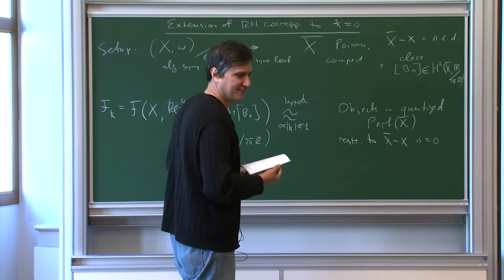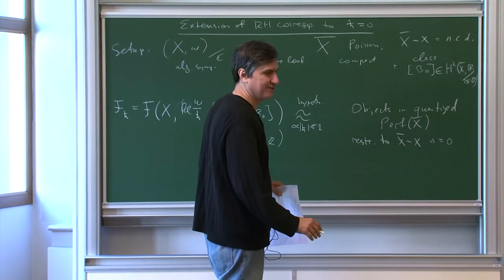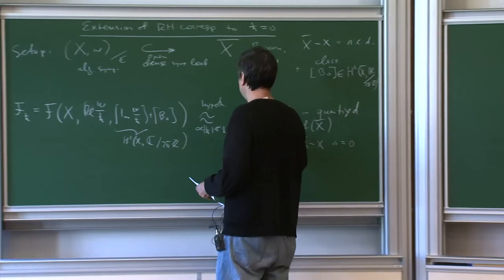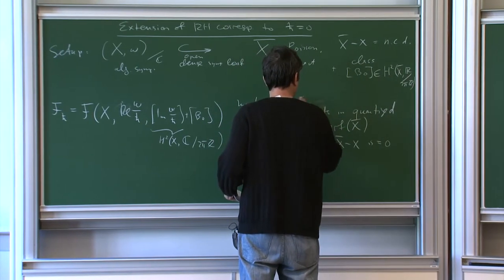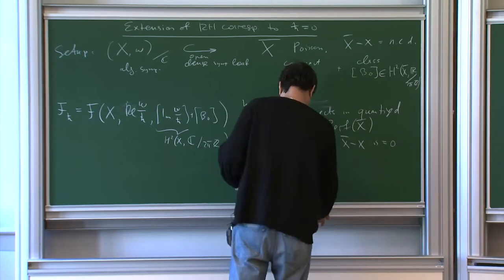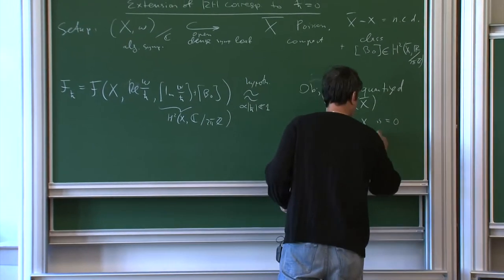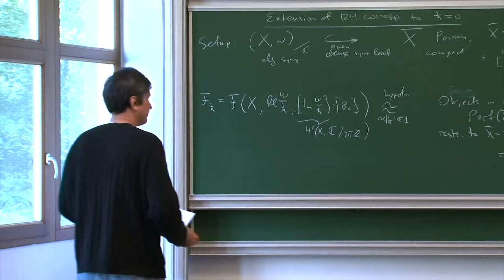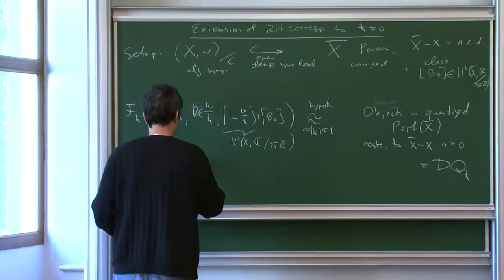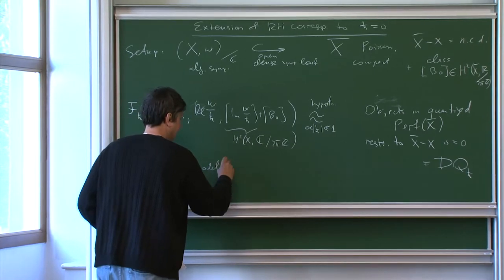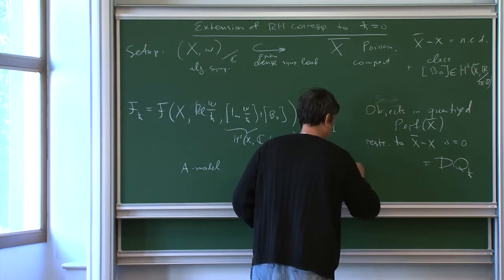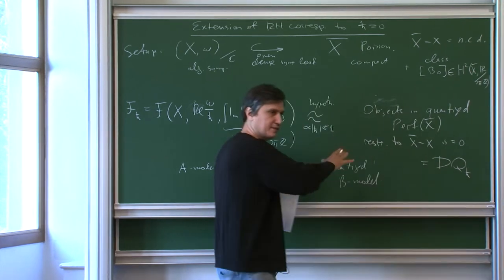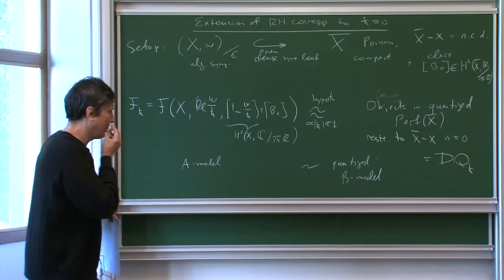You have a category on the left hand side. On the right hand side, it's a full subcategory of objects consisting of this. Let's call it something like the DQ model, also depending on h bar. So in a sense it's the A model, equivalent to the quantized B model on the same manifold, not on the mirror dual. So it's not mirror symmetry, but another equivalence of categories of A and B type.